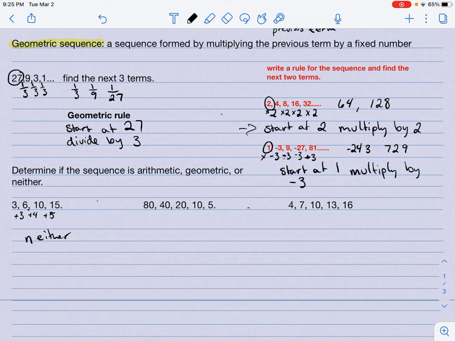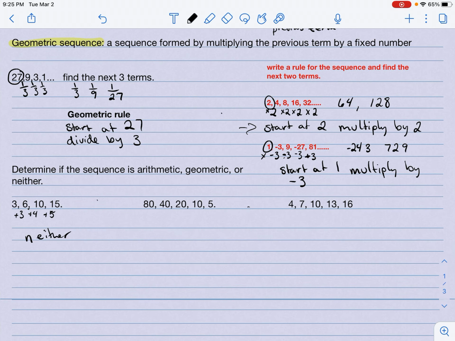Okay, let's see, 80, if you minus 40, but if you minus 40 from 40, you would be at 0. So I know if you times by 1/2, you get 40. If you times 40 by 1/2, you'd get 20. Half of 20 is 10, and half of 10 is 5. So this one would be geometric. Okay, because we are multiplying or dividing by a fixed number.